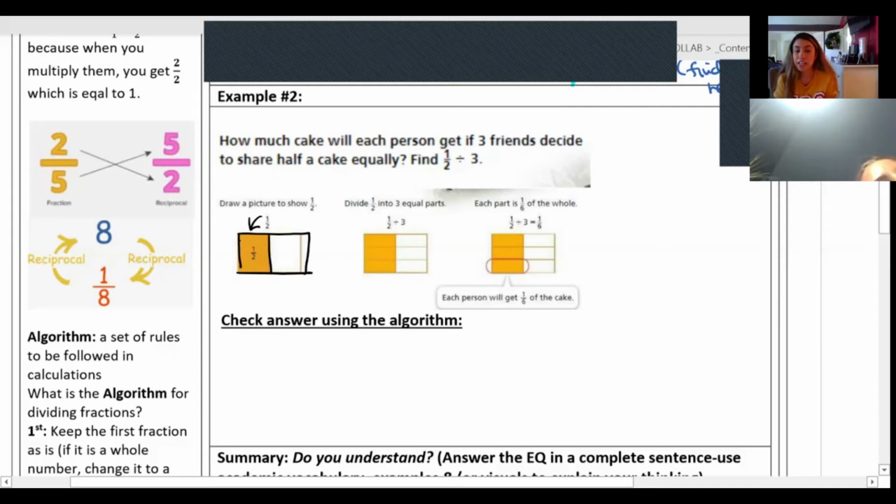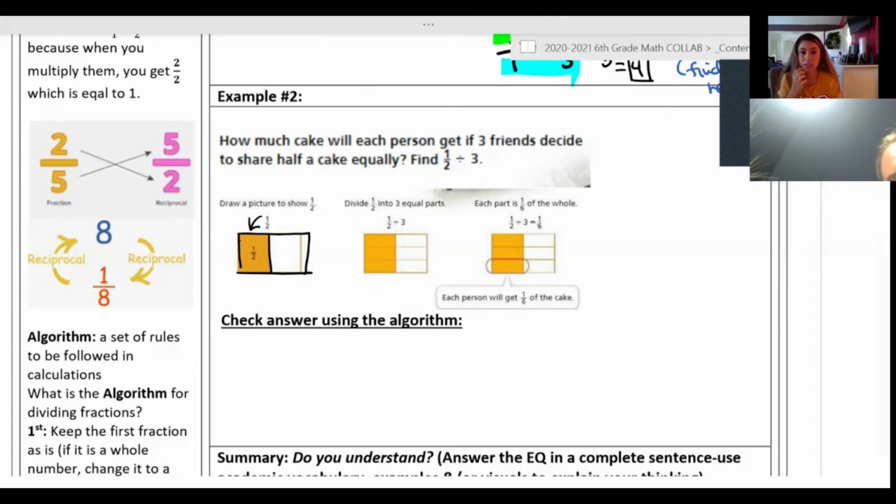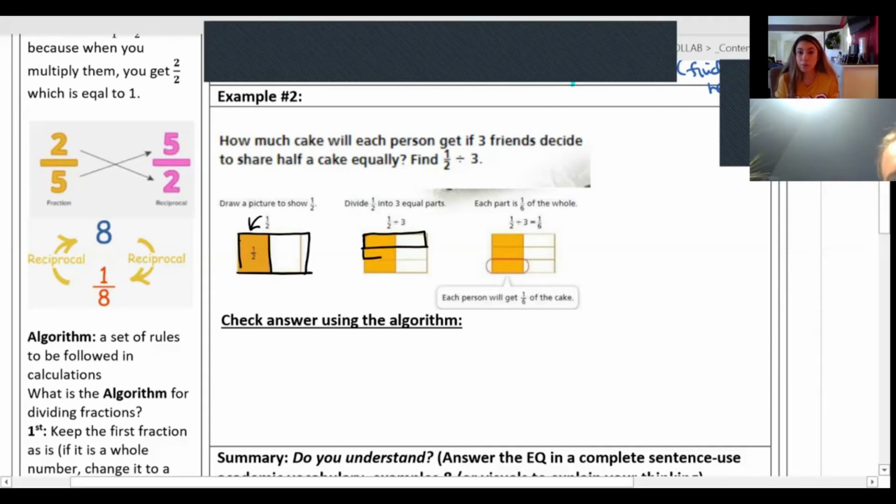Okay, now we're going to divide that 1/2, that half of the cake, into 3 equal parts, right? So we'll draw that horizontally. And then each part of the whole, we're just going to circle 1. And how many squares are there? How many do we just divide that cake into total? There are 6 parts total, and there's just 1 of that part that each friend will get, right? If we share it equally. So that should now be 1/6.